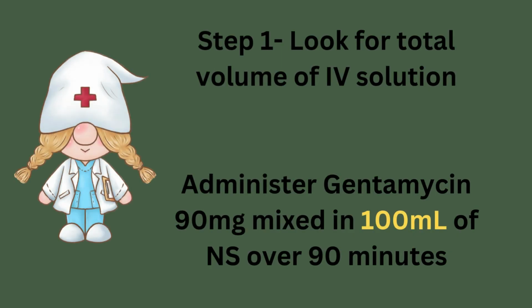First thing, step one, you're going to look for the total volume of that IV solution. So in this problem, it says administer gentamicin 90 milligrams mixed in 100 milliliters of normal saline over 90 minutes. Okay, so we're looking for our total volume because we're going to do milliliters per hour for flow rate. So here's our milliliters. So we're going to take that number, 100 mils. Ignore this 90. This is not part of our drug calculation problem.